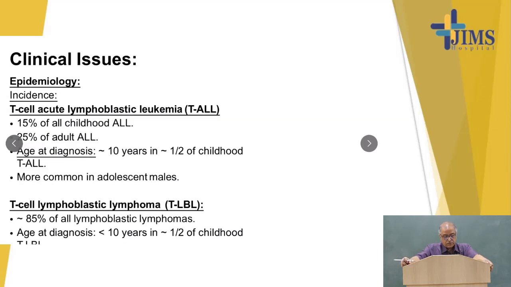Clinical issue: the epidemiology. Incidence of T cell ALL, T-ALL, is 15% of all childhood ALL, 25% of adult ALL. Age at diagnosis is around 10, and it is more common in adolescent males. T lymphoblastic lymphoma is 85% of all lymphoblastic lymphoma. Age at diagnosis is below 10 years. Half of the children have T-LBL.